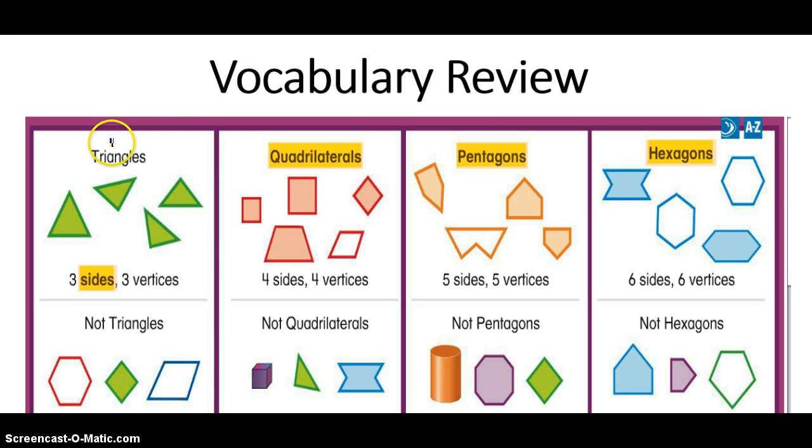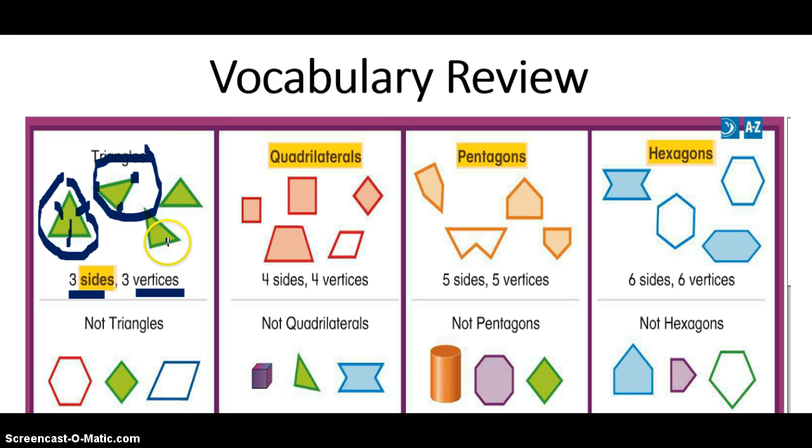So here we have a triangle, and we know that triangles have 3 sides and 3 vertices. So let's review what sides are and vertices. Sides are the lines that make up a two-dimensional figure, and vertices are the points. So here are my sides of the shape, and here are my vertices. Now, if we're only talking about one, that is called a vertex. Now, boys and girls, we already learned that, but this is just a review.